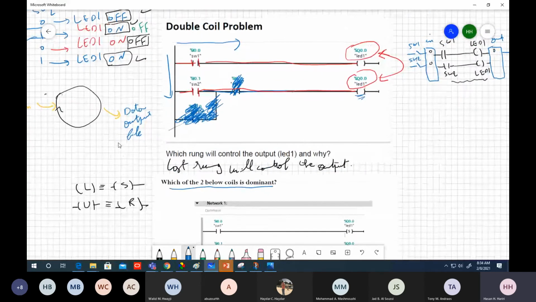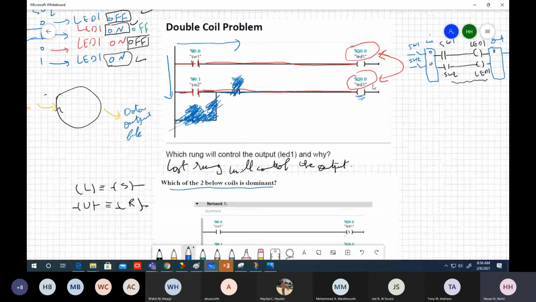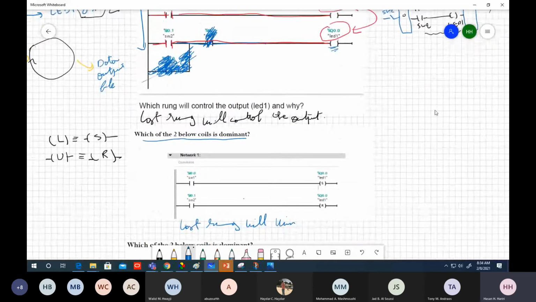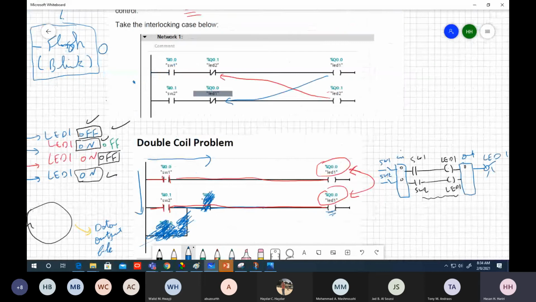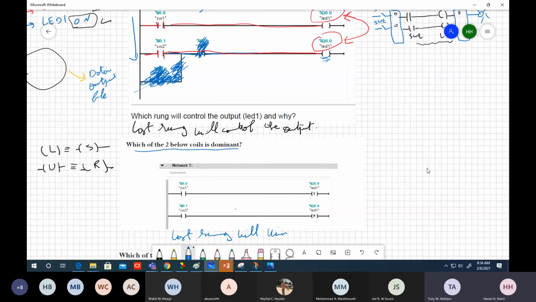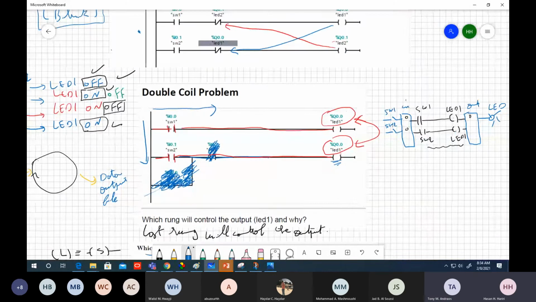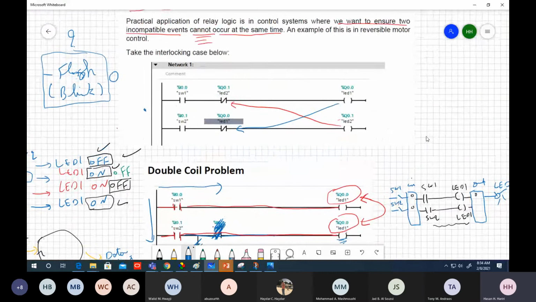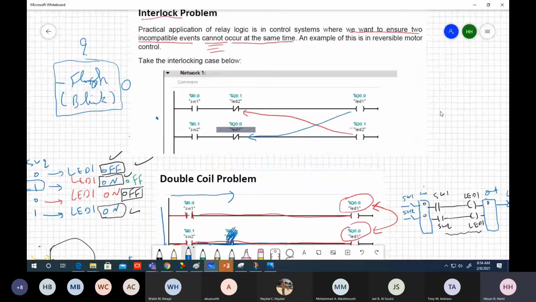So in a scenario when we have normal output or set reset output, those are the rules. Any question regarding these exercises? And we also learned today the interlock problem. Keep this in mind.